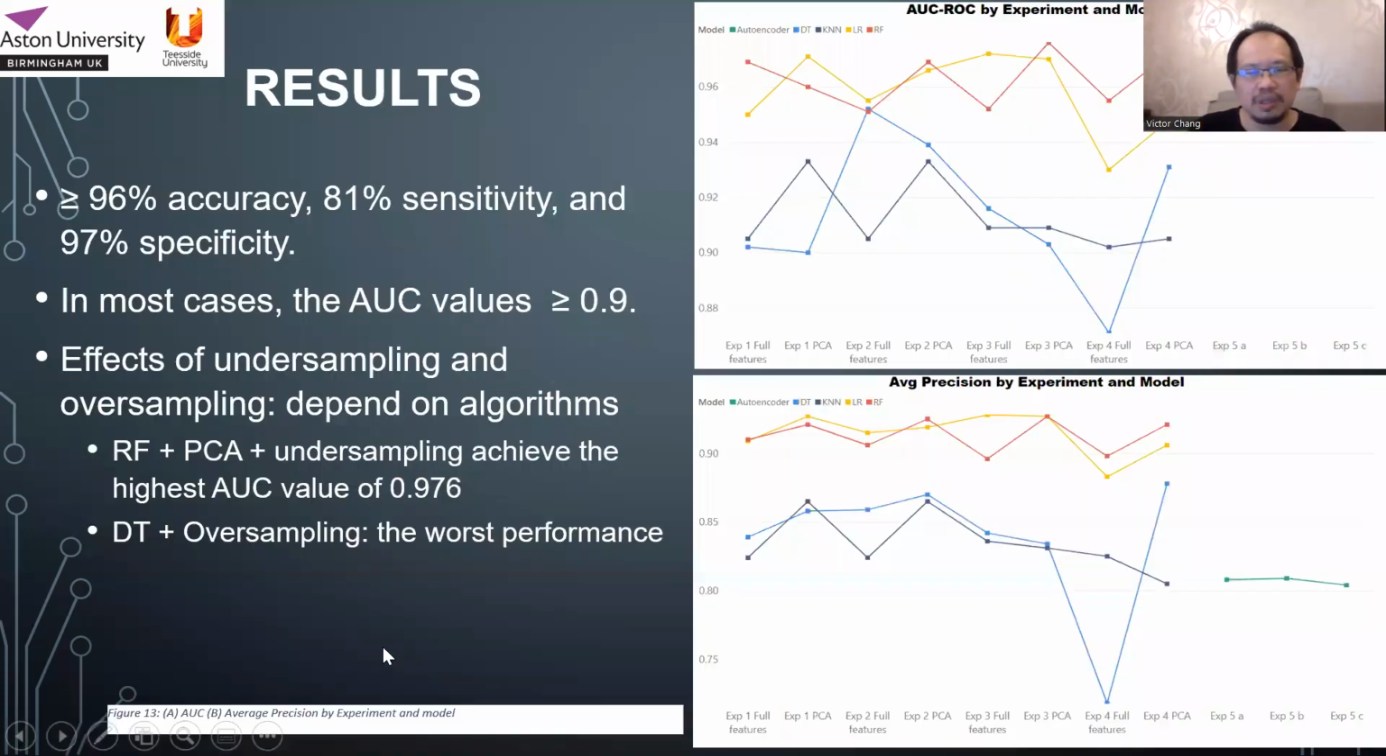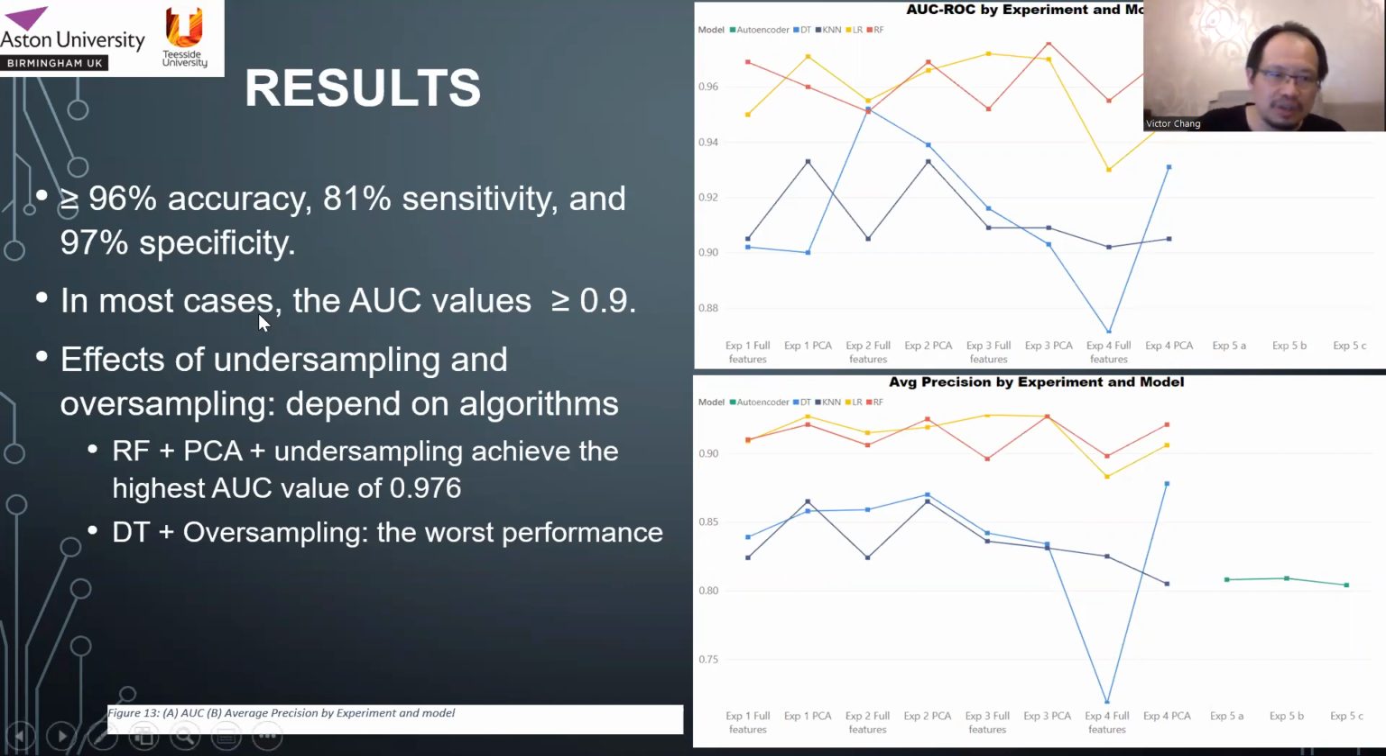Now let's talk about the results in general. They also include experiment 5, which I will explain. The results show that, first of all, accuracy is very high. We always get 96% and above. Sensitivity is 81% on average because it varies; in some cases you may get lower, and in some cases higher. And specificity, we always maintain high, and that is a very good sign. In most cases, the AUC values are 0.9 and above, which means that we have very good quality, and most of the data are pretty consistent.